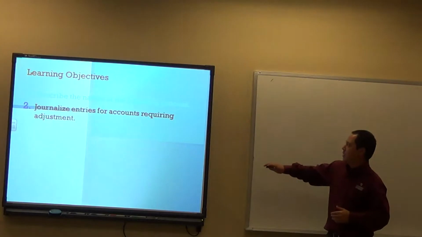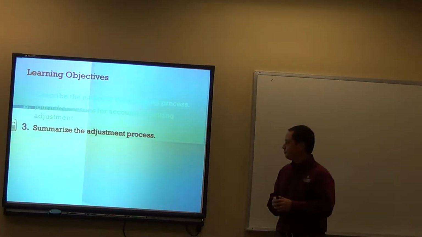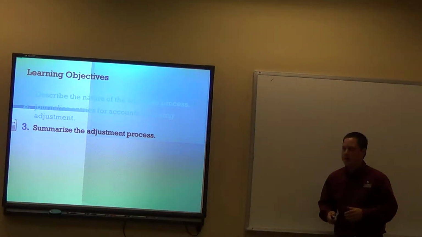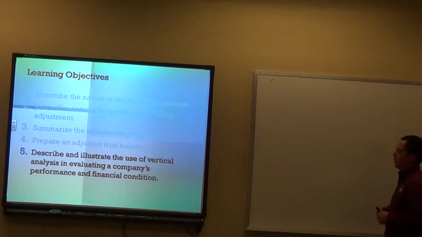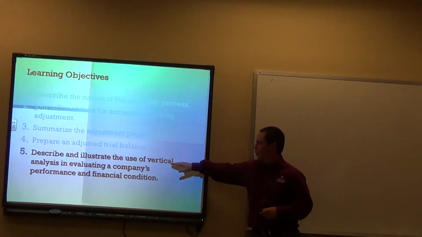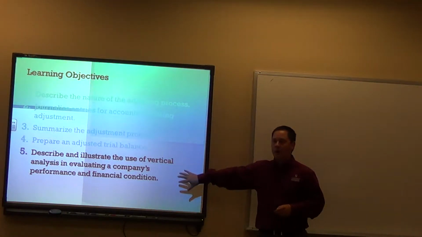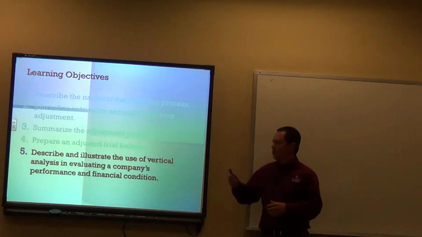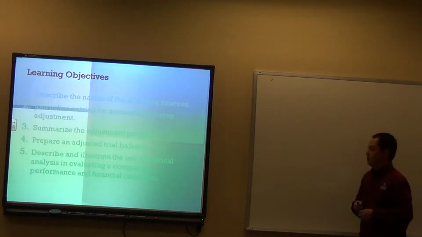Then we're going to journalize the entries for the accounts requiring adjustments, and summarize this adjustment process. Then we'll prepare the adjusted trial balance, finish up, and describe it. And we'll take a quick view of what a vertical analysis of a company is, something you would look at more in a managerial class, but we'll also look at it here and what it means to us in the financial aspect.